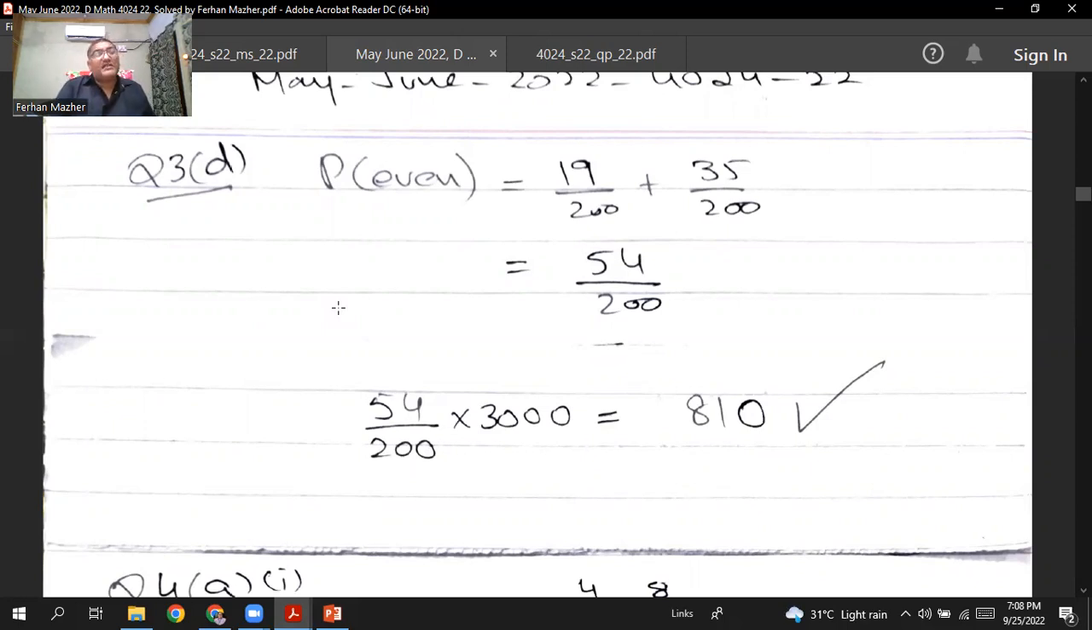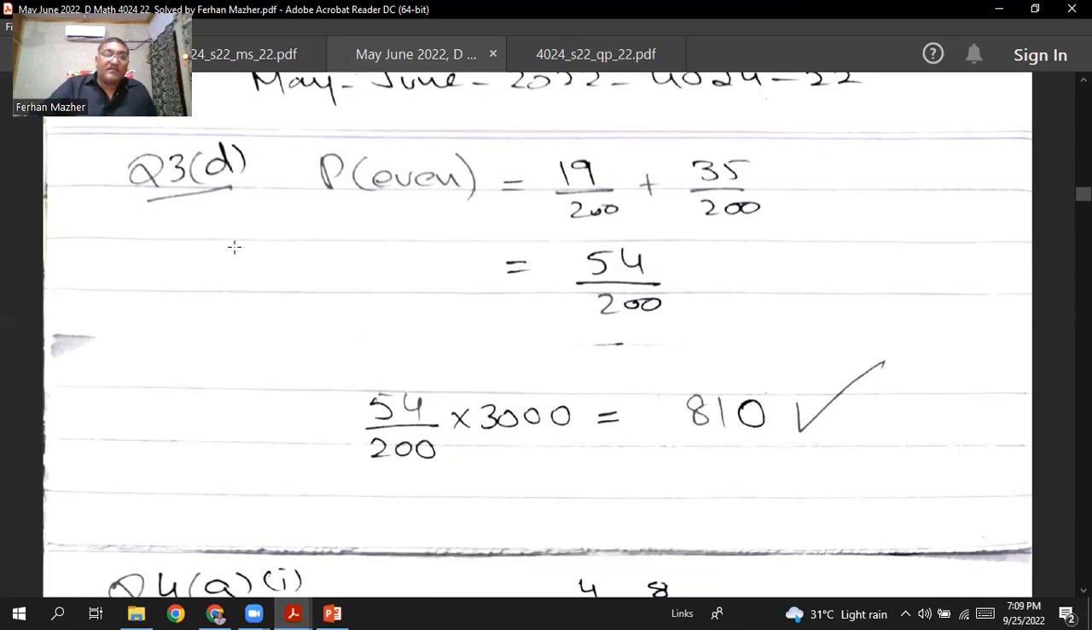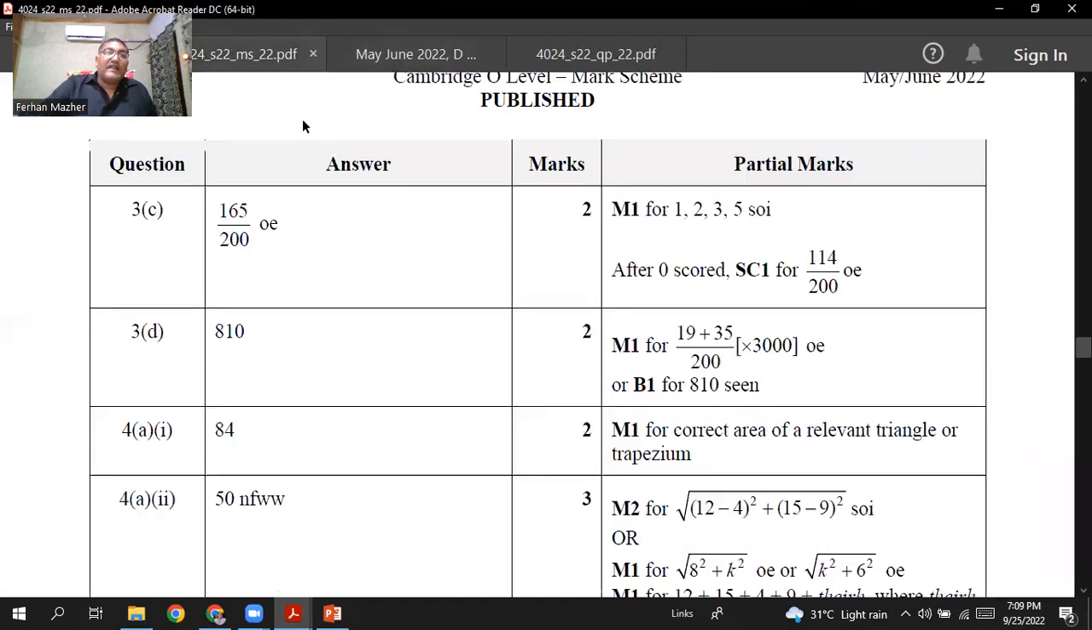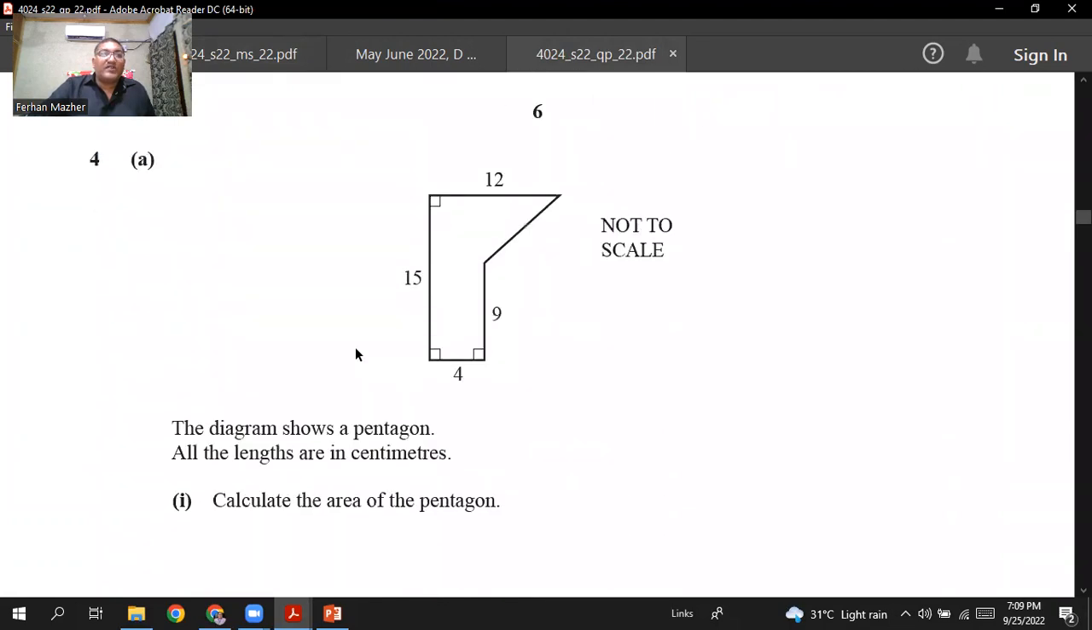But if you spun it 3,000 times, what are the chances? How many times will an even number show up? That will be 54 by 200 multiplied by 3,000. That will be 810. So 810 times is how often an even number will show up. So 810 is the right answer, sir. So that was question number 3. We are going to the next question.